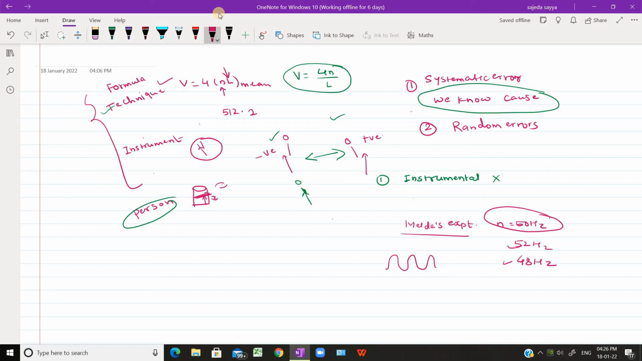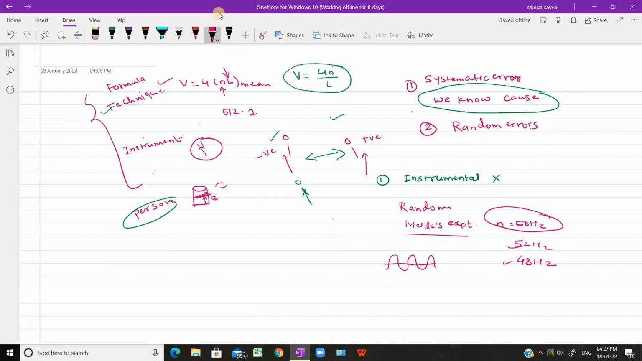So how do you minimize this error? By the principle of probability. In the case of random error, the causes are unknown. You don't know the cause of a particular error, so you cannot find the root cause, or exactly where the error is and how to minimize it. So we make use of probability here. For the minimization of this random error, we make use of the principle of probability.